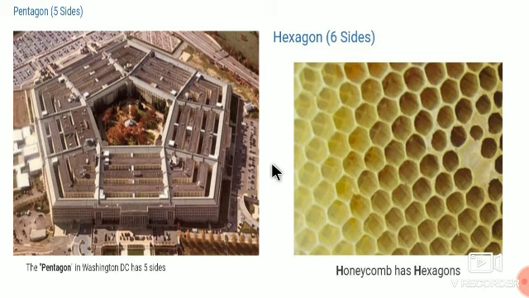These are some structures which we see in our daily life. The Pentagon in Washington DC has five sides. This is the building which is built in Washington DC. And honeycomb has hexagons. These are all hexagons.